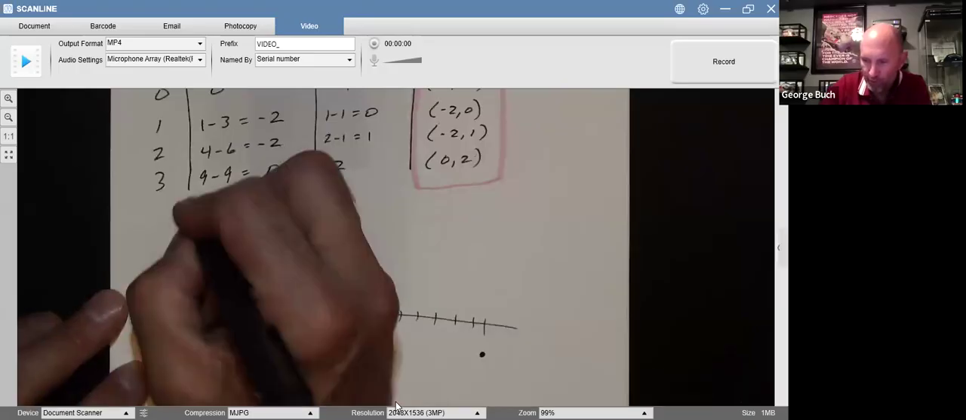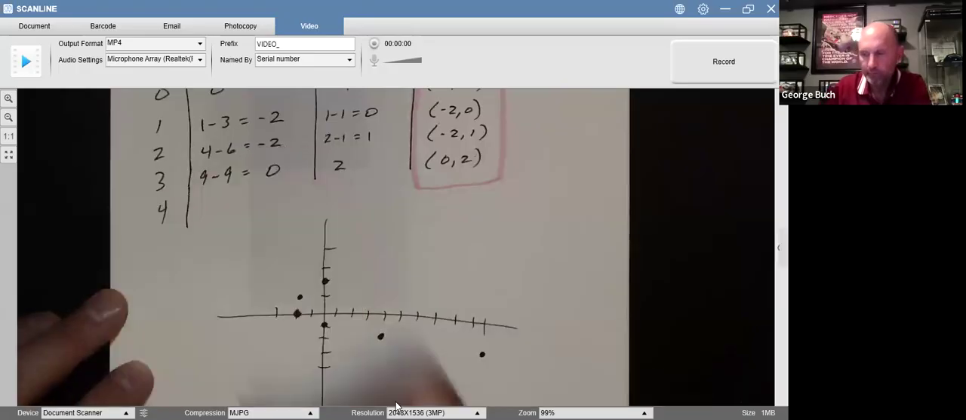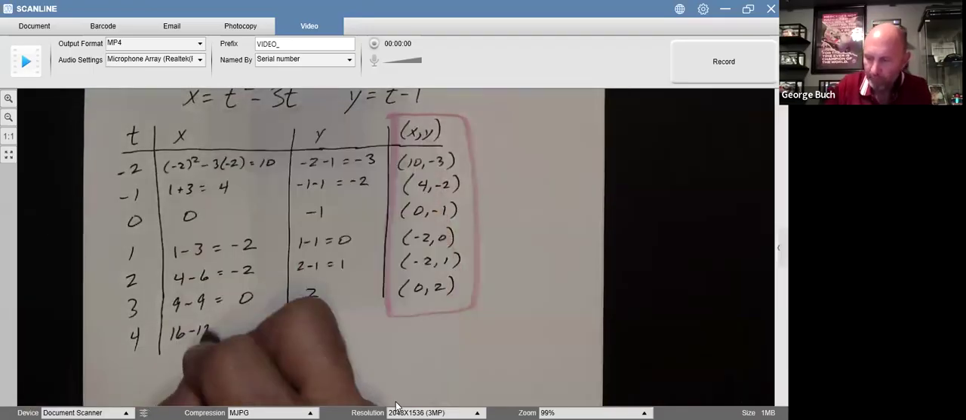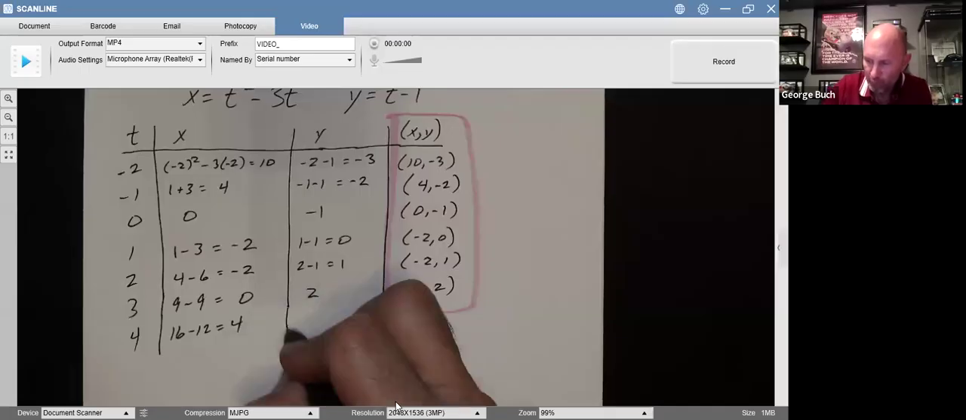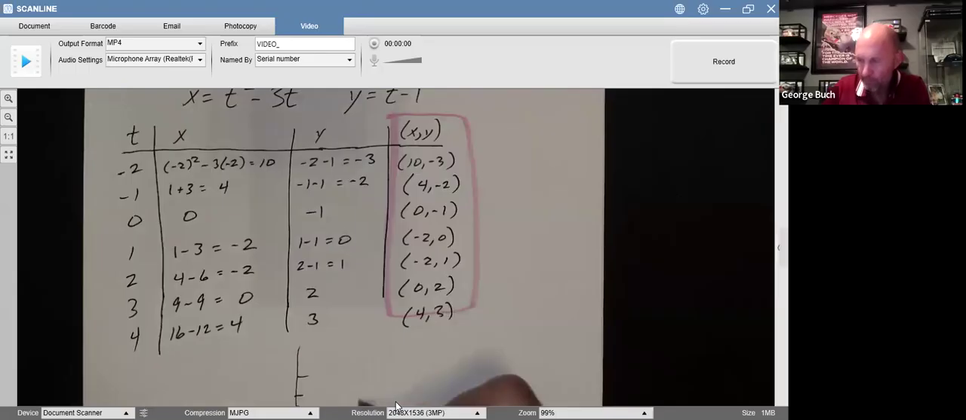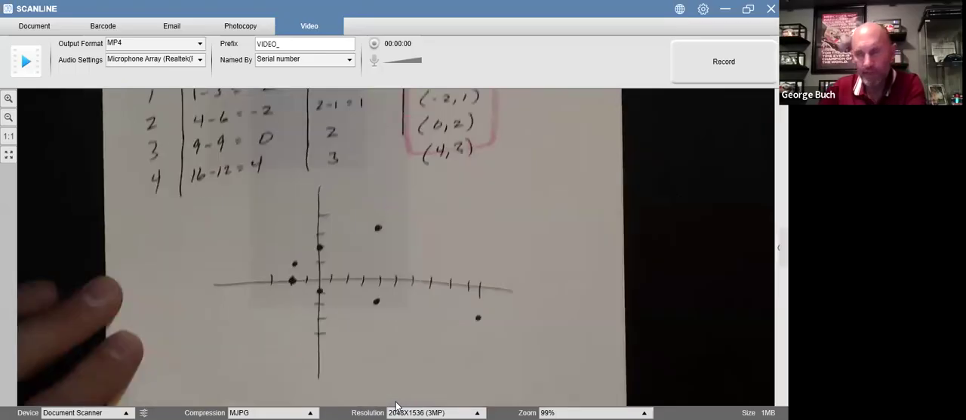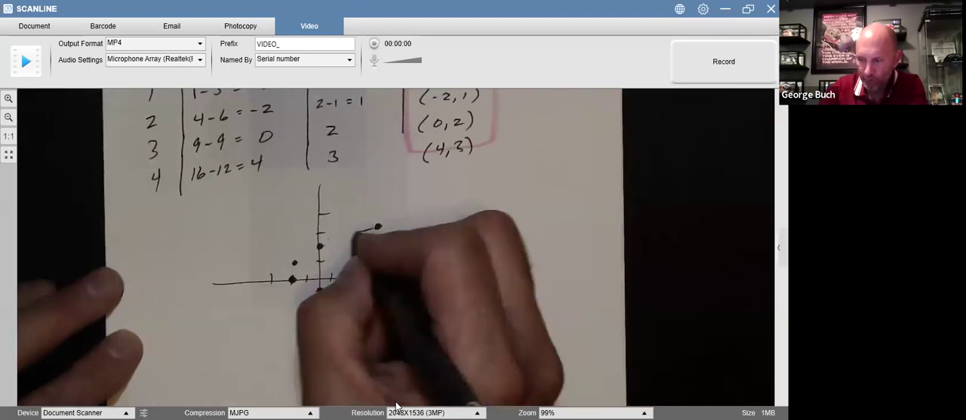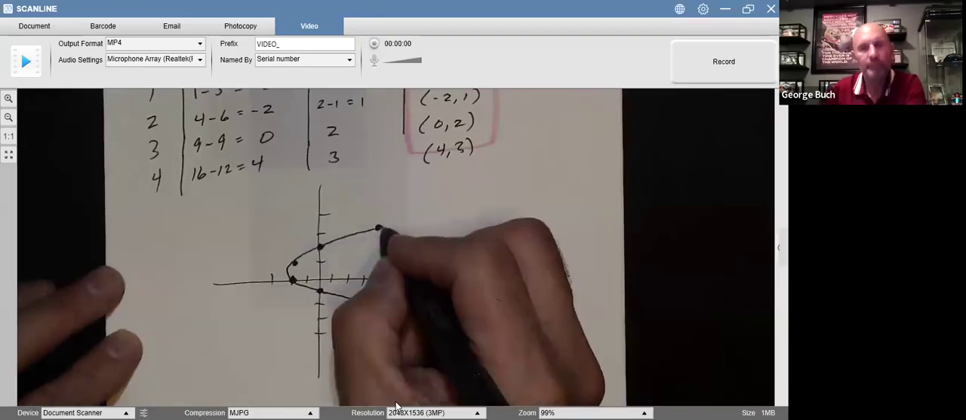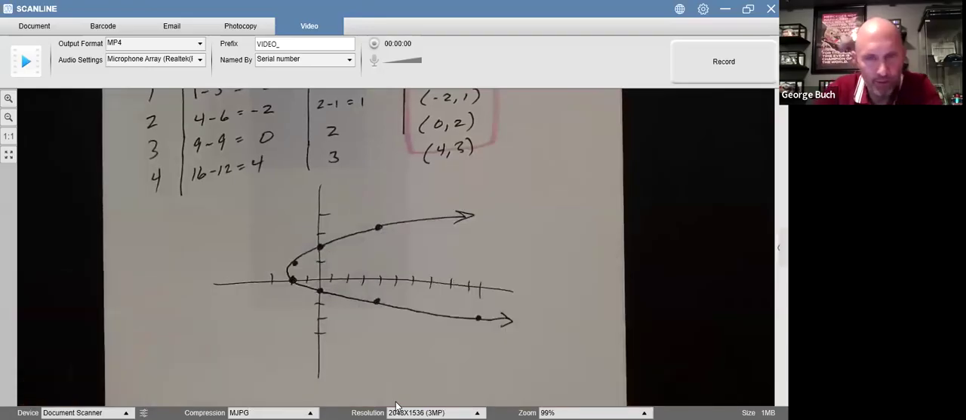Let me do one more point, actually. Let's do 4. So 4 squared is 16. Minus 12 is 4. And then 4 minus 1 is 3. So I have another point here of 4, 3. Now you can see this is our good friend, the parabola. So that's what that guy looks like, sketched using a parametric equation.